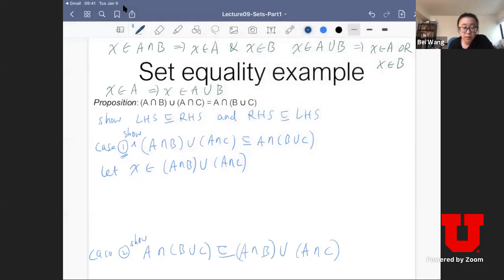So in this case, assuming x belongs to the union of A intersect B and A intersect C, what does that mean? It means x is in A intersect B or x is in A intersect C. So those are two subcases. Okay. And now when x is in A intersect B, what does that mean? That implies x is in A and x is in B.